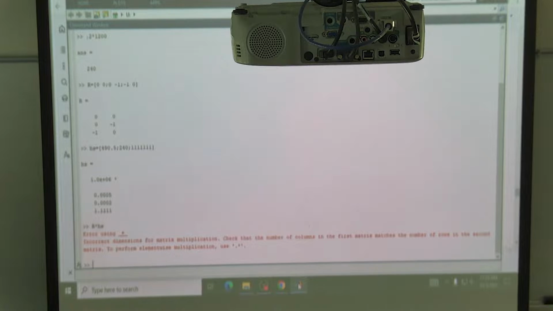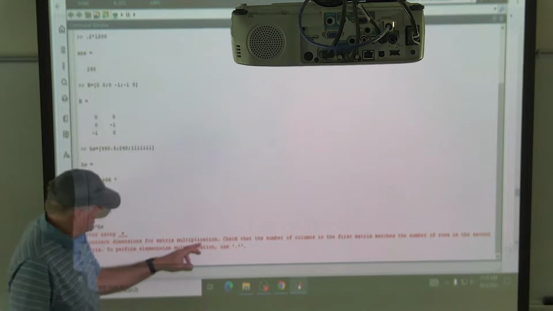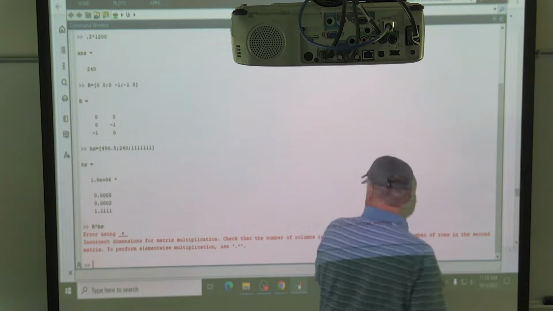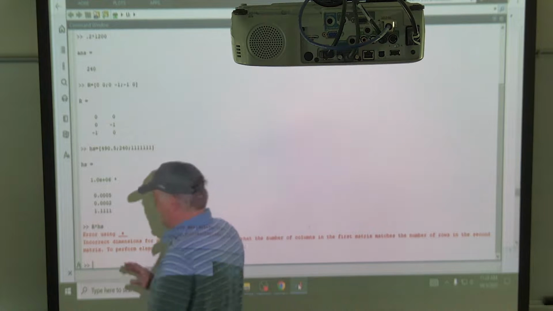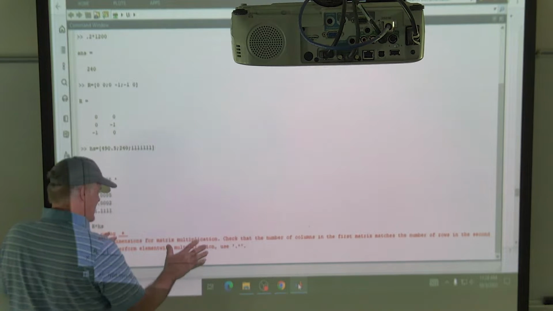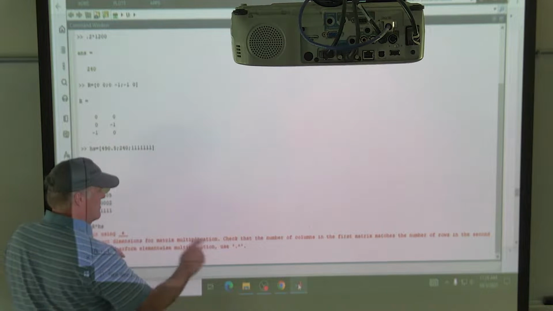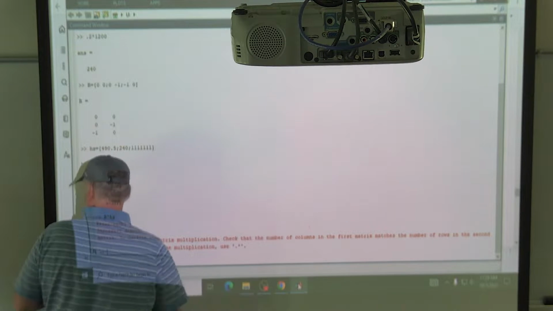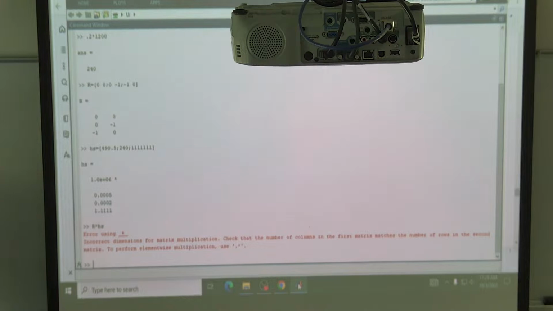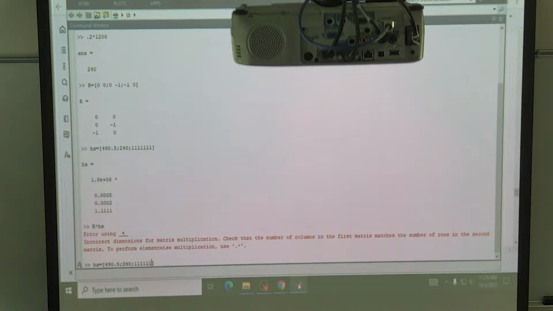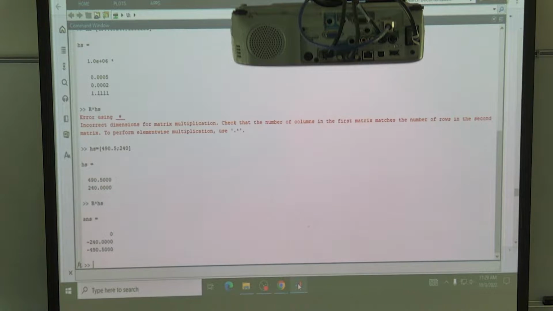So it tells you this. Error using incorrect dimensions for matrix. Check that the number of columns in the first matrix matches the number of rows in the second. They changed the thing because it used to say inner product dimensions must agree. So let me fix it and just take that one out, and now it should work.